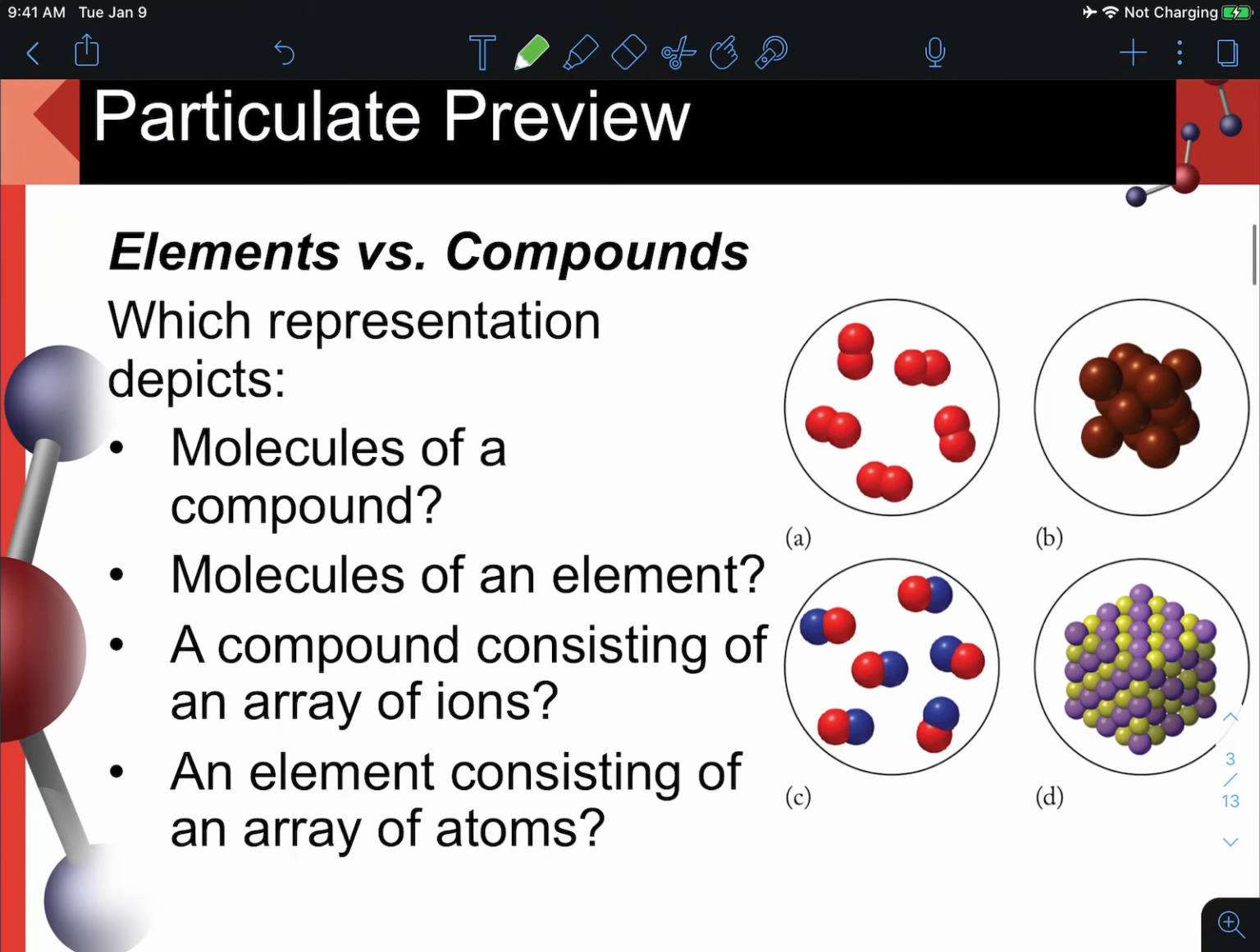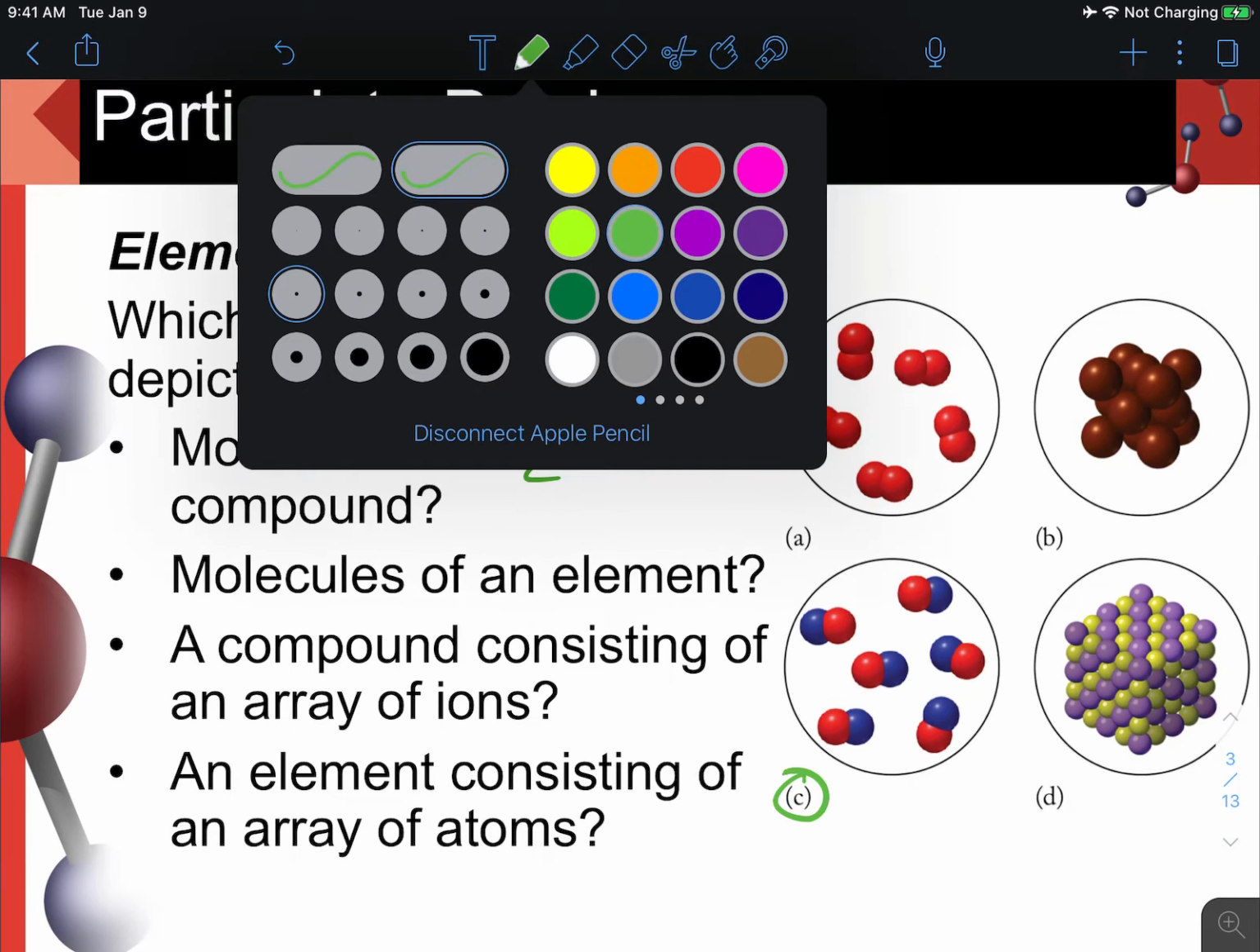Then we looked at which of these would be molecules of a compound. We're looking for a compound, which means at least two different types of atoms. And you're looking for molecules, so individual species. So that would be this one here. These are going to be arrays of atoms over here, B and D. So molecules of an element, this would be C here.